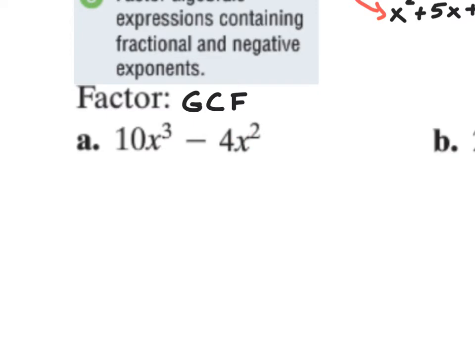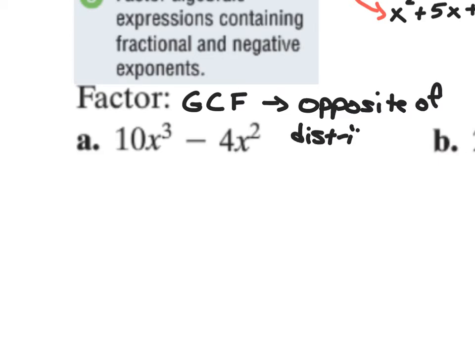Now, in this type of situation, if I'm factoring using the greatest common factor, I need to think about the distributive property. This is the opposite of the distributive property. And so if we distribute, we can always check to see if we're right. All right, so let's do this.